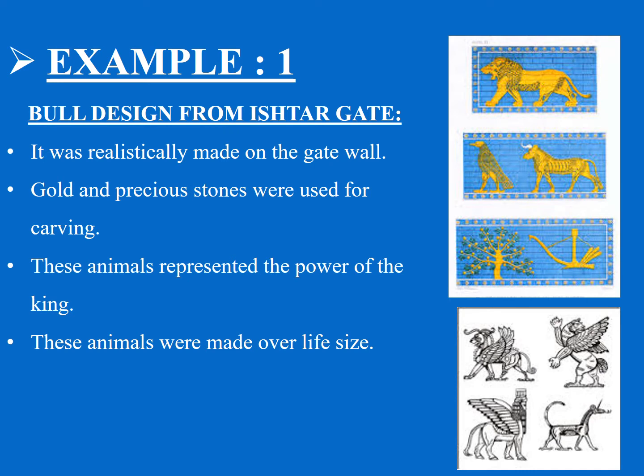As we are discussing the decoration of the Ishtar Gate and the decorative motifs they made, the Ishtar Gate was the first example. Here is the bull design from the Ishtar Gate. It was realistically made on the wall of the gate. Gold and precious stones were used for carving. These animals represented the power of the king. These animals were made over life size.